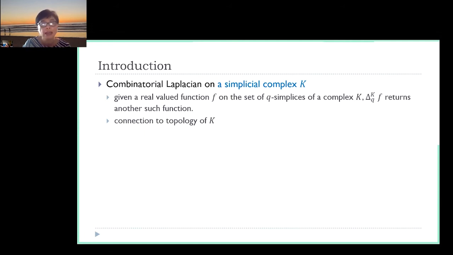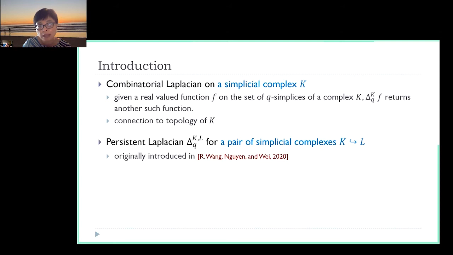What we are going to talk about today is a persistent version of this combinatorial Laplacian, defined for a pair of simplicial complexes, K included in another complex L. This concept was originally introduced in a very nice work by Wang et al. last year. Essentially, you have a pair of simplicial complexes K and L, and you still define an operator on the space K, yet you use the information from L to help with this operator. This goes beyond graphs, even though in this example we have a pair of graphs.